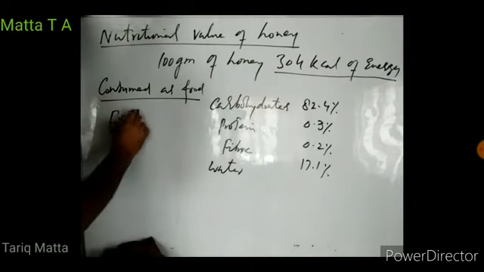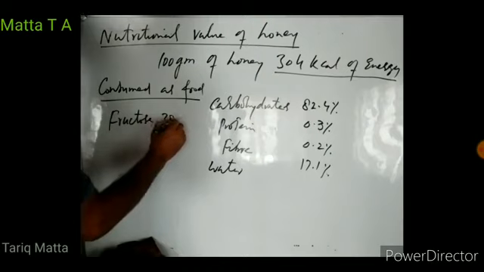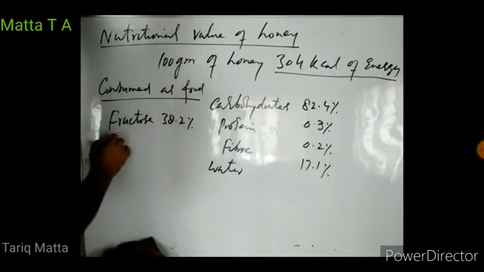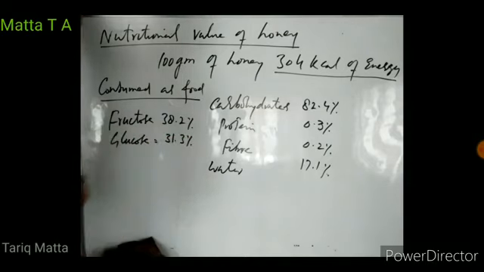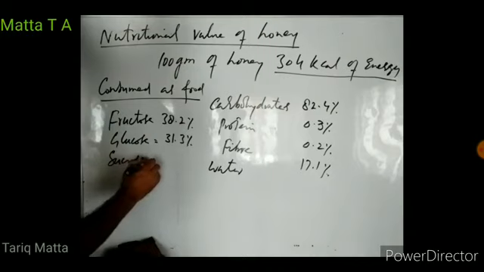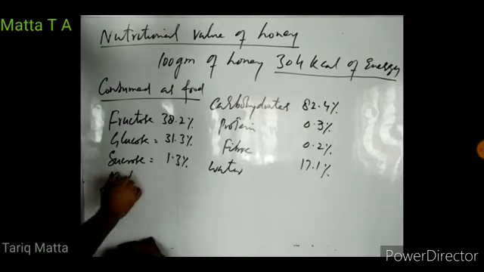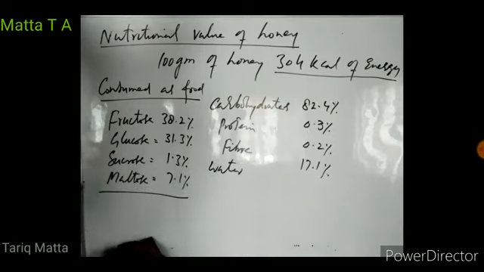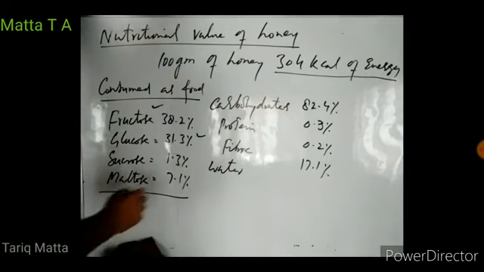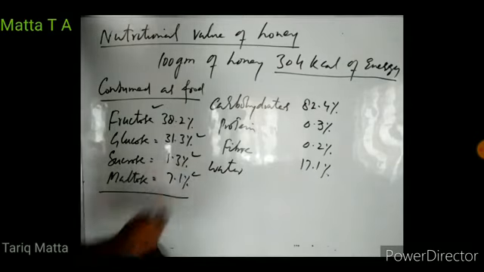Fructose amounts to 38.2%. Glucose amounts to 31.3%. Similarly, it has got sucrose. Sucrose is less, 1.3%. And it has also got maltose in it. Maltose is 7.1%. So in the honey, there are different types of sugars. Fructose 38.2%, glucose 31.3%, sucrose 1.3%, maltose 7.1%.